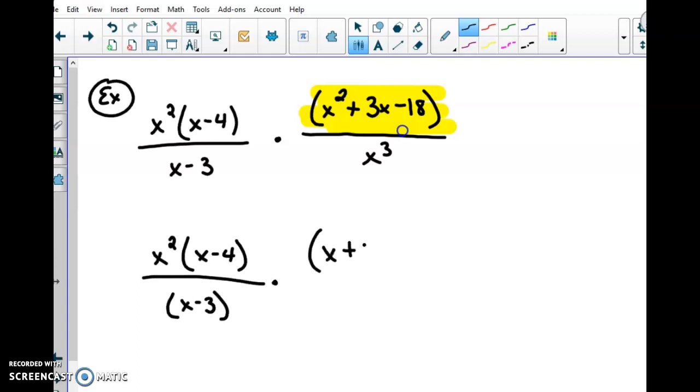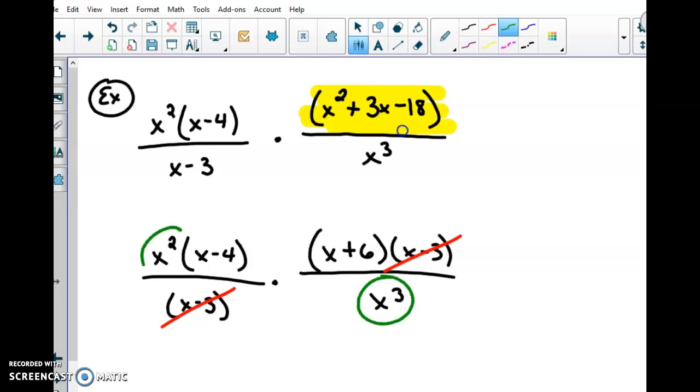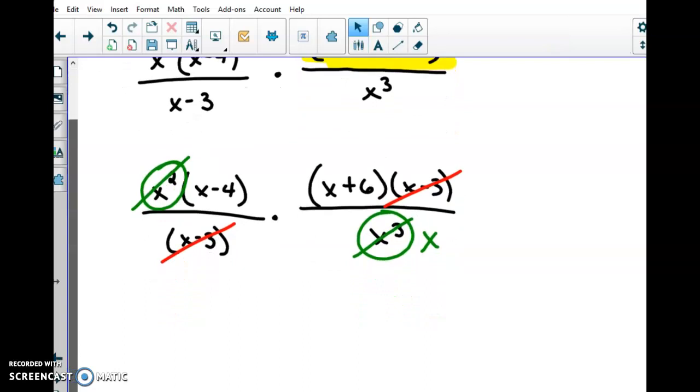This is going to be x plus 6 times x minus 3 over x cubed. Looking at this, I see some things that can cancel out right away. So this x minus 3 is gone. The other thing I notice is the x cubed and the x squared. They can simplify like in the last example. So the x squared is going to cancel, and the x cubed is going to turn into just a regular x to the first, and it's going to stay in the denominator.